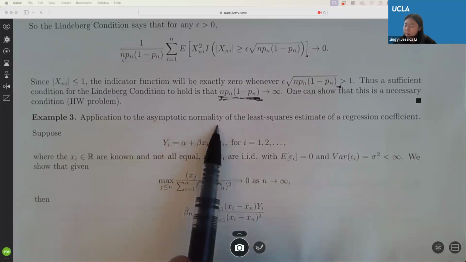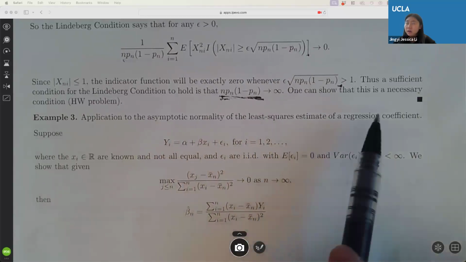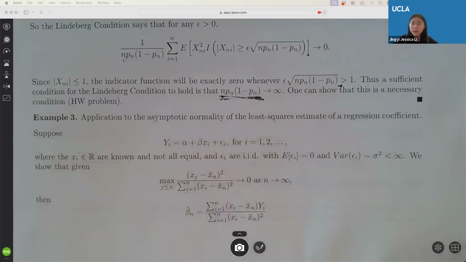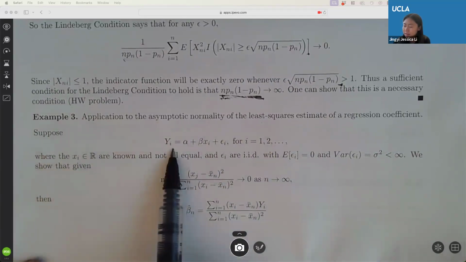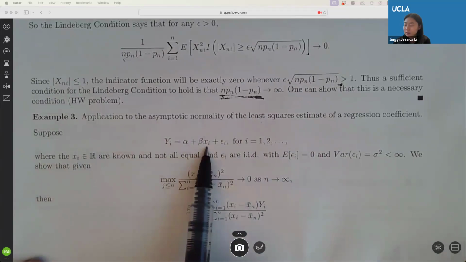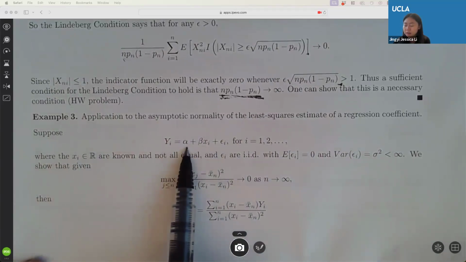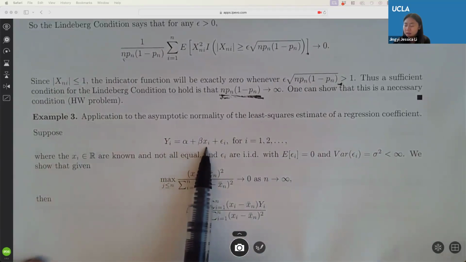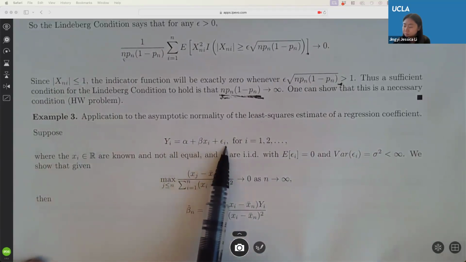The last example is about linear regression: the application to the asymptotic normality of the least squares estimates of a regression coefficient. I know many of you here, actually all of you here, were in my previous class 205, so you should have seen linear regression, right? Suppose that, and this is simpler than what we did because it's simple linear regression with only one predictor, yi is equal to alpha, the intercept, plus beta, the slope, times xi, plus epsilon i, the error term.